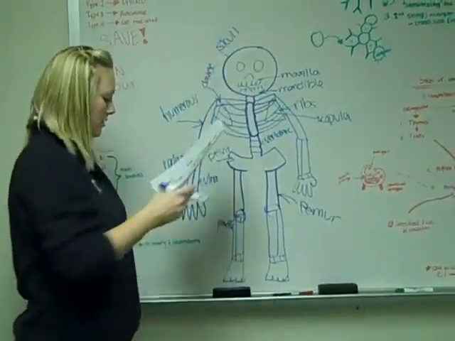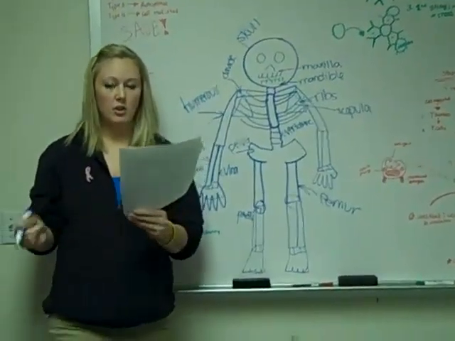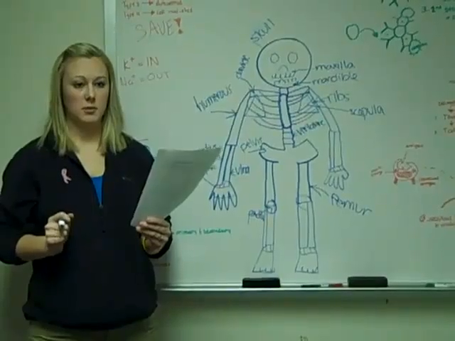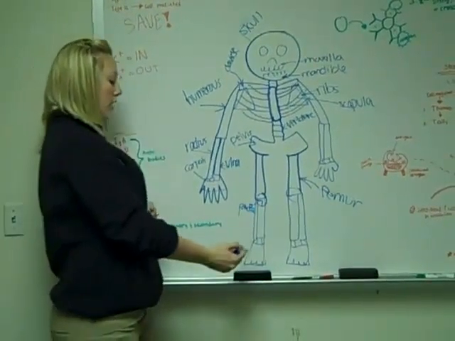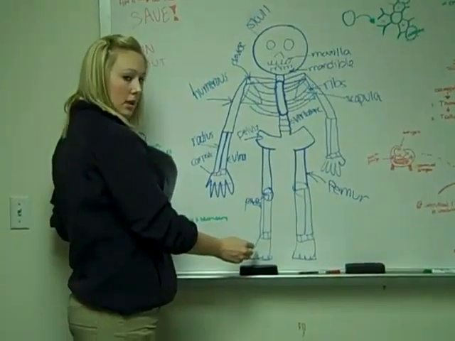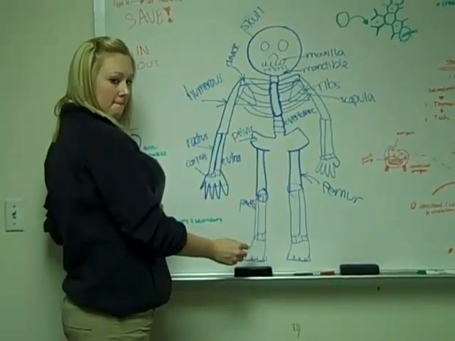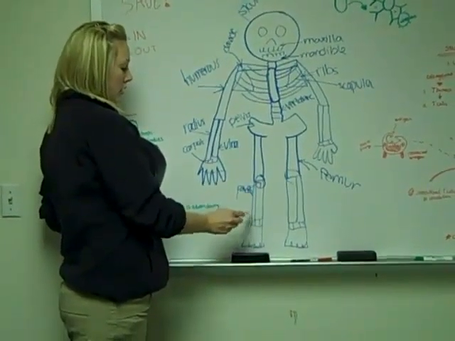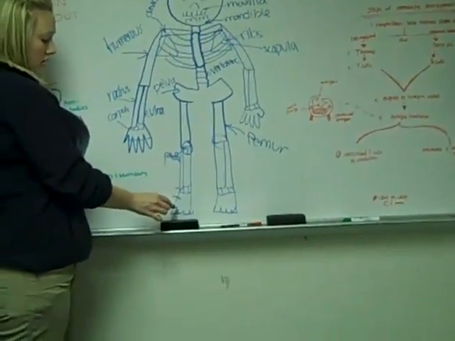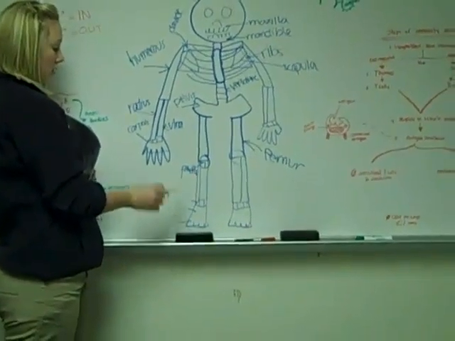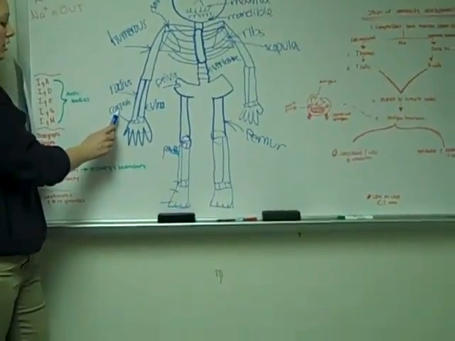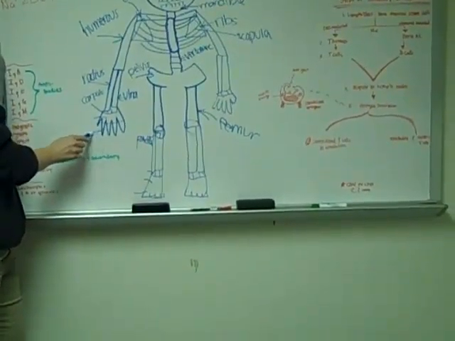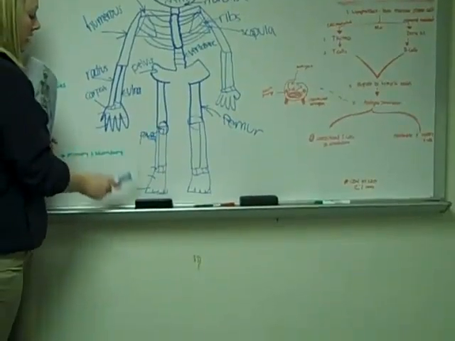And your skull, most everybody knows, is your head. Your metatarsals are in your feet. Do you know where in your feet it would be? It's by your ankle. You have your tarsals, metatarsals, and then phalanges at the end, which is the opposite of your hand. You have your carpals, then metacarpals, and then your phalanges. Your phalanges are both in your hand and your feet.